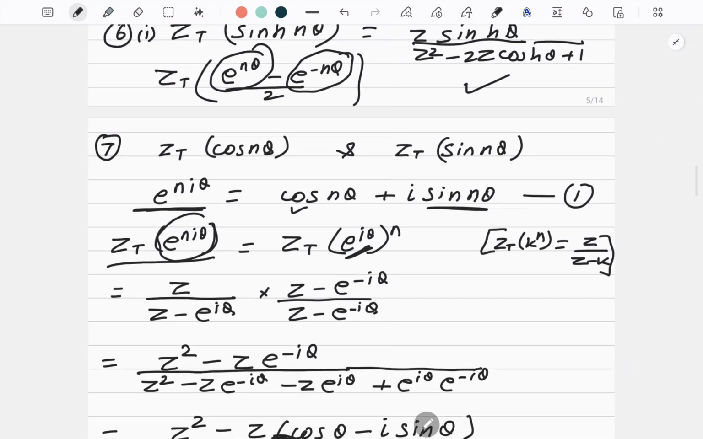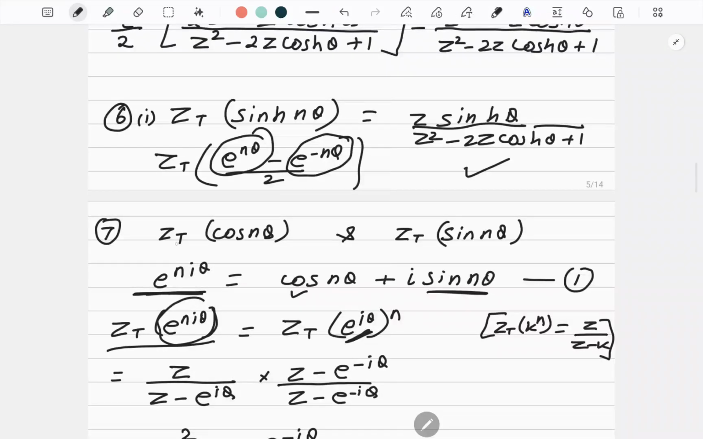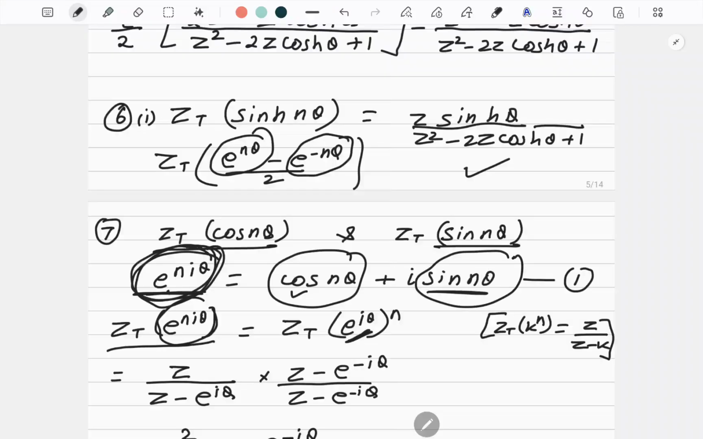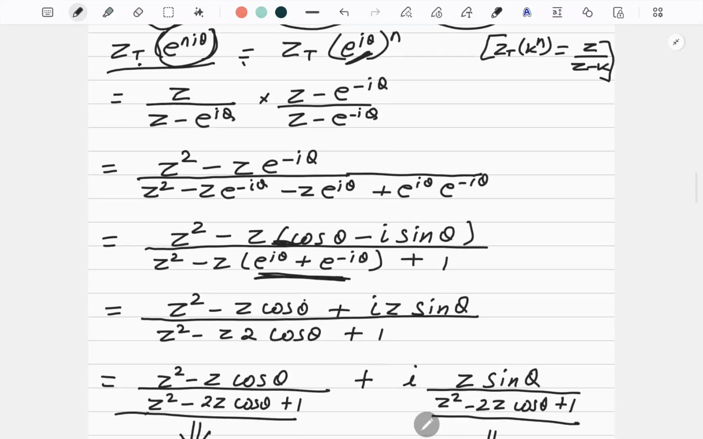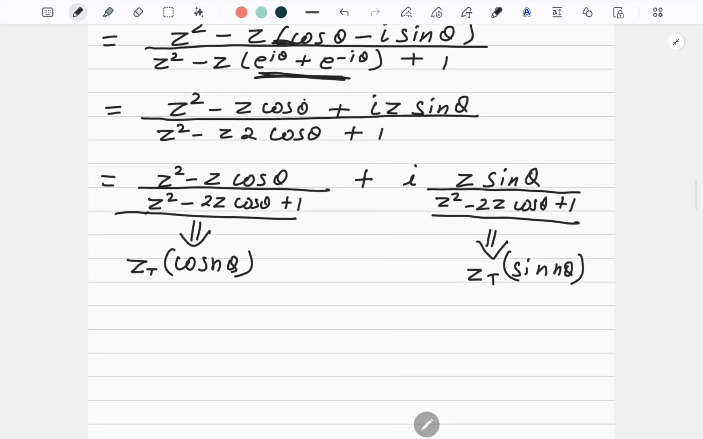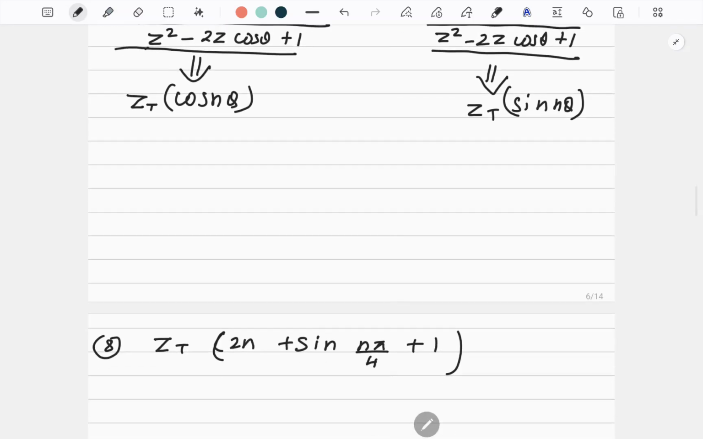Because we started like this, the z transform of cos n theta and sin n theta was required. I started with this. I know that the real part of this exponential is cos n theta and the imaginary part is sin n theta. So I started with the z transform, and in the z transform I separated real and imaginary parts. So the real part is the answer for cos n theta and the imaginary part is the answer for sin n theta. Now let us apply these formulas on some questions. Let us go to the question.